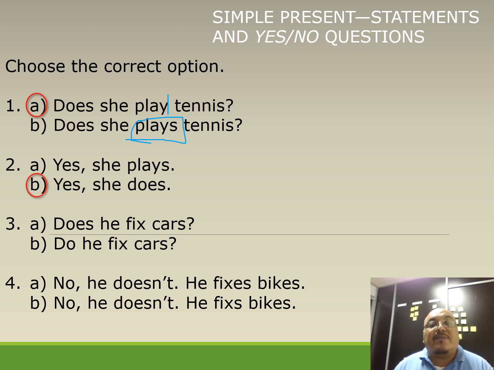Of course, the main answer here is yes, she does. Remember, never use the verb directly in the answer. Yes, she does. Yes, she plays, that's a mistake. The right answer is this one, letter B. Now, number 3. Does he fix cars or do he fix cars? Of course, that is the right one. Remember, every time we need to structure a question with the third person, we use the auxiliary verb does. Number 4, and the last one.